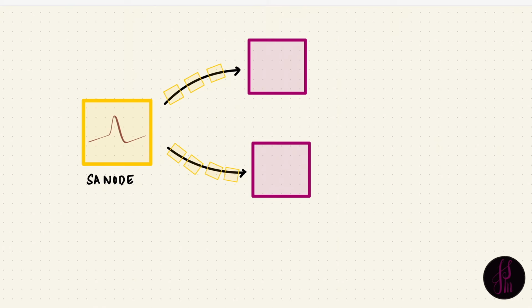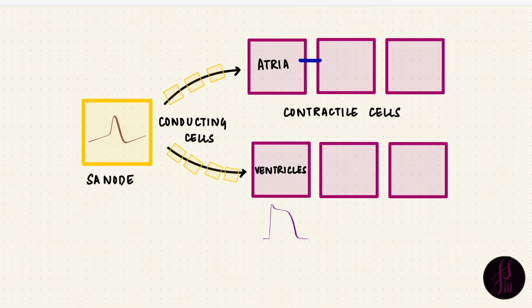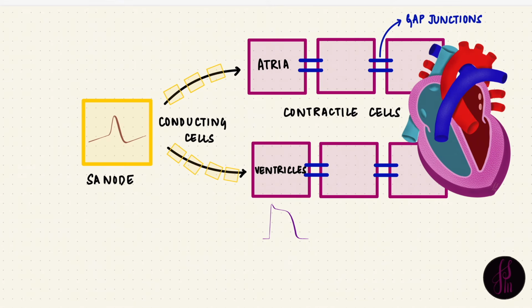So the sinoatrial node generates the action potential, which then spreads through the conduction pathways to reach the contractile cells of the atria and the ventricles. The action potentials generated in those cells causes them to contract. The gap junctions ensure that all the muscle cells of the atria contract together, followed by the ventricles, which also contract together. And that's how the heart works like a pump.